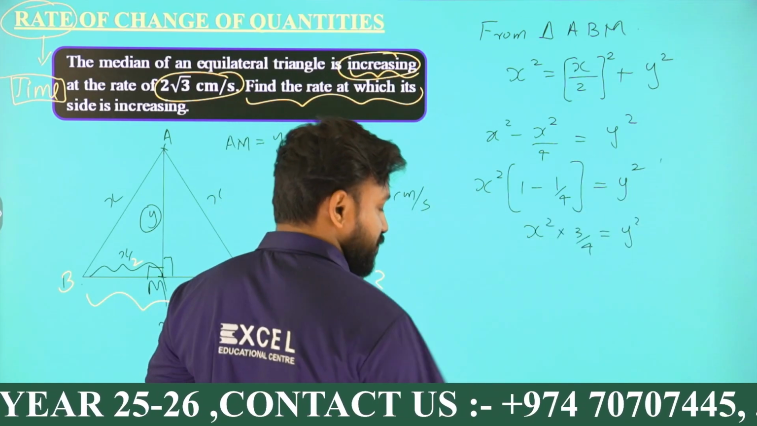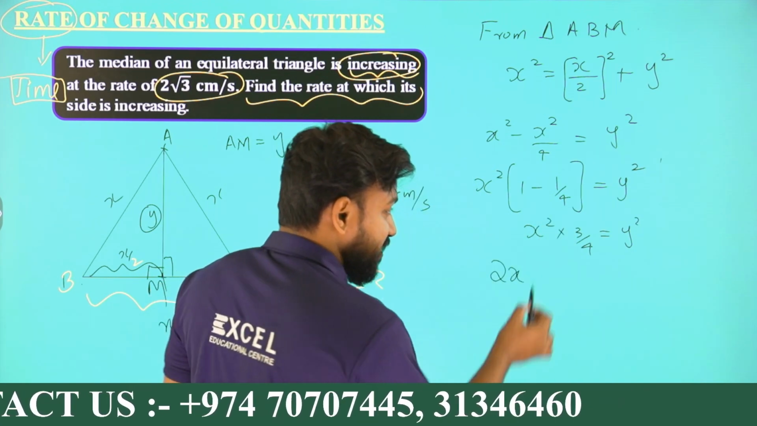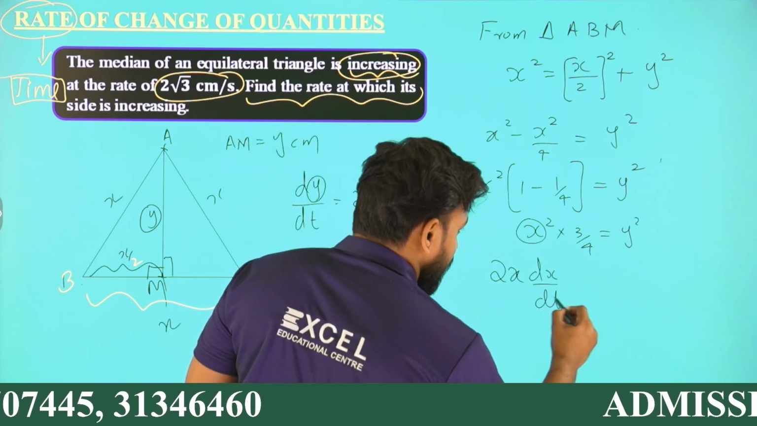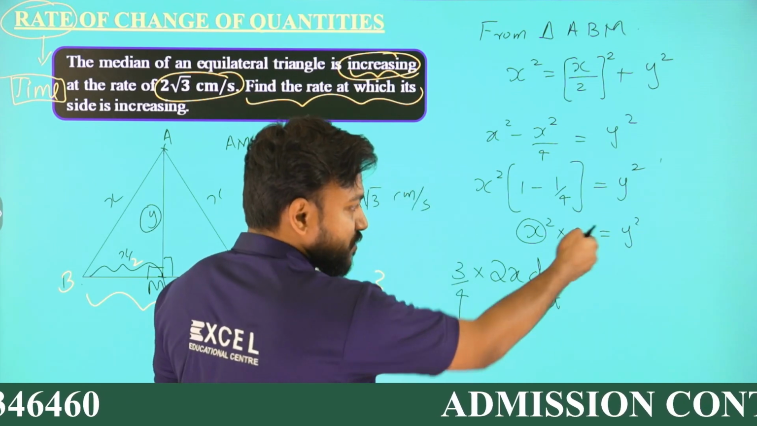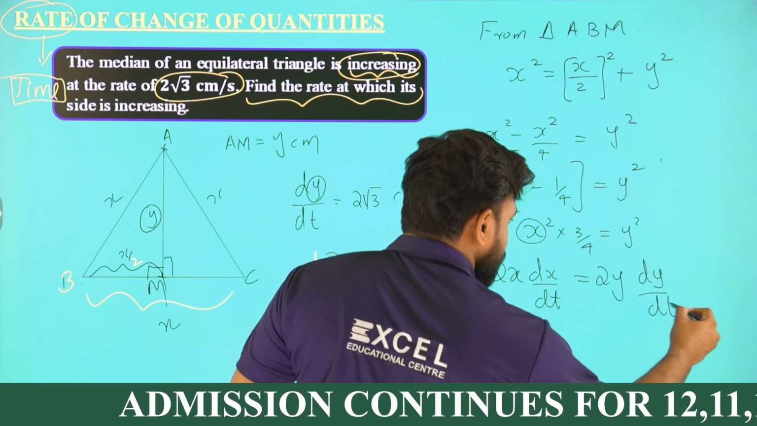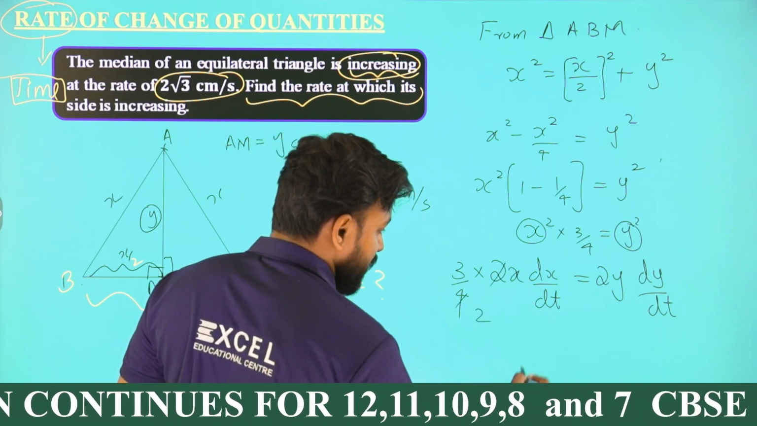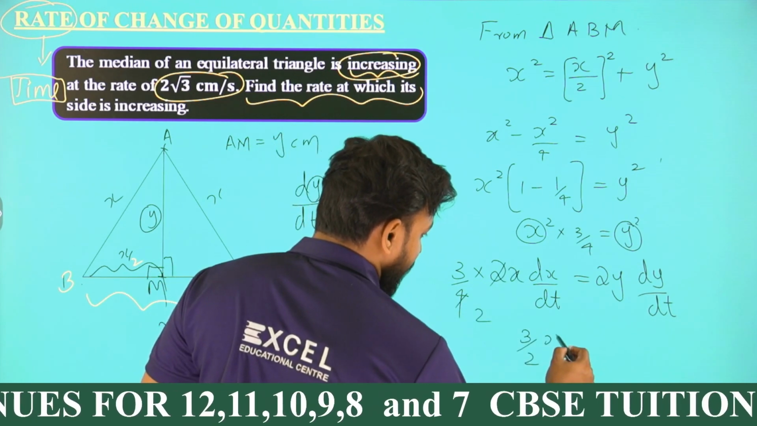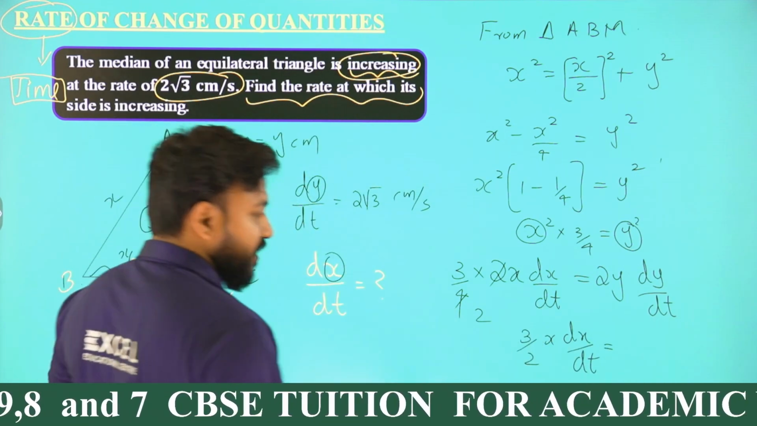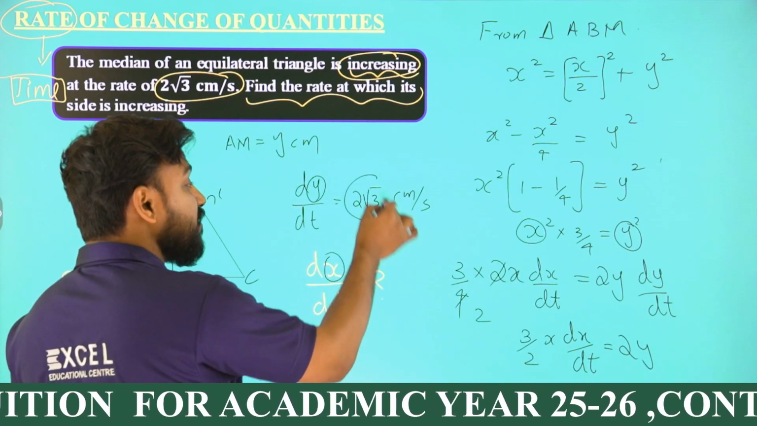Now differentiate this with respect to t. Differentiating x square with respect to t, you will get 2x, but it is not t, it is x. So you have to do implicit differentiation, that is dx by dt will be there. I already took the constant 3 by 4 out. Then the derivative of y square is 2y into dy by dt. It's not t, therefore we have to use implicit differentiation. So the 2 cancels and you will get 3 by 2 x times dx by dt. Dx by dt is the thing that we need. Equals 2 times y into dy by dt. Dy by dt is given, that is 2√3.